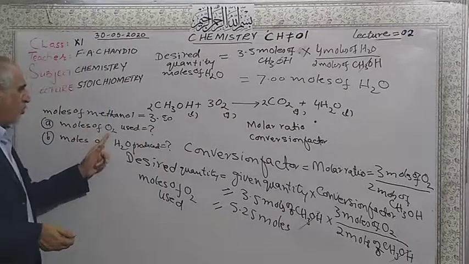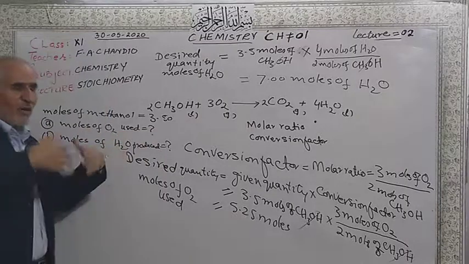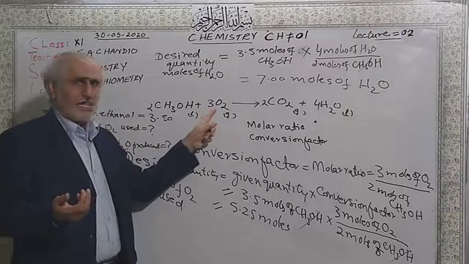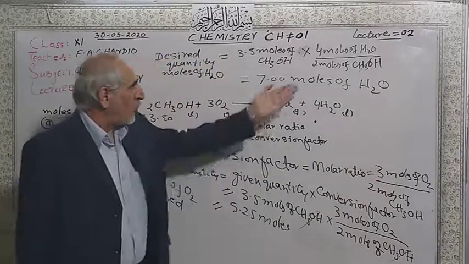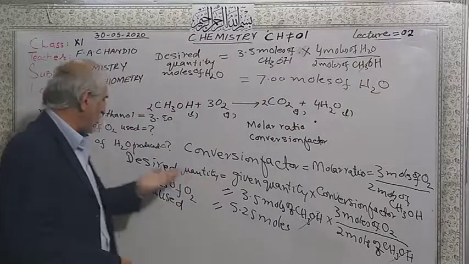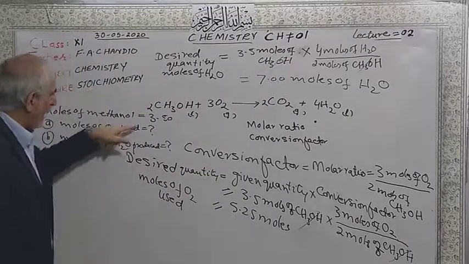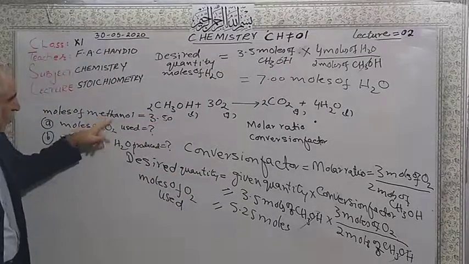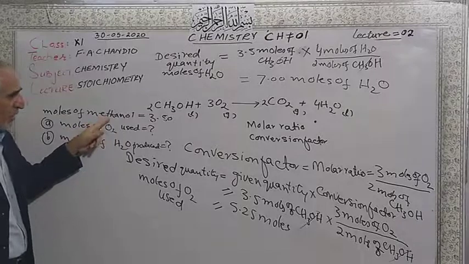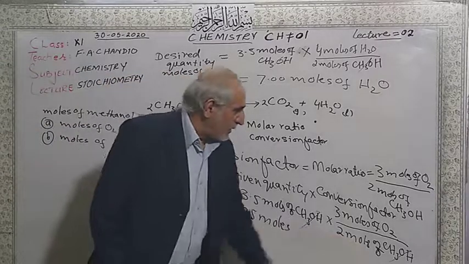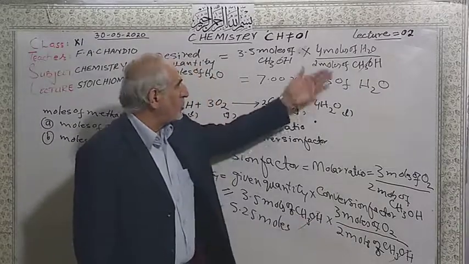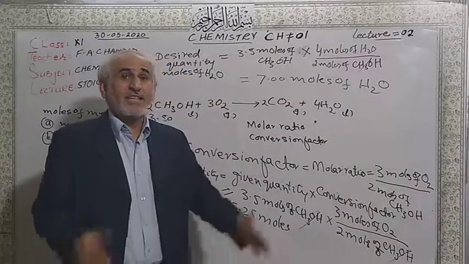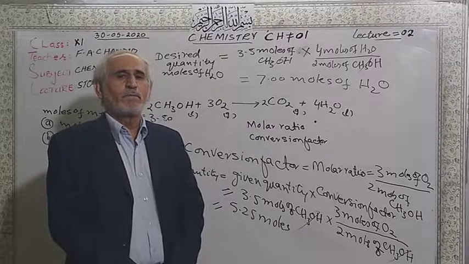The question asked moles of oxygen. How many moles of oxygen are used up? So in the stoichiometric equation, I put 3 moles here. For water, I put 4 moles here. The question is divided by the given quantity, 3.5 moles of methanol. Divided by 2 moles of methanol. This is called a conversion factor.